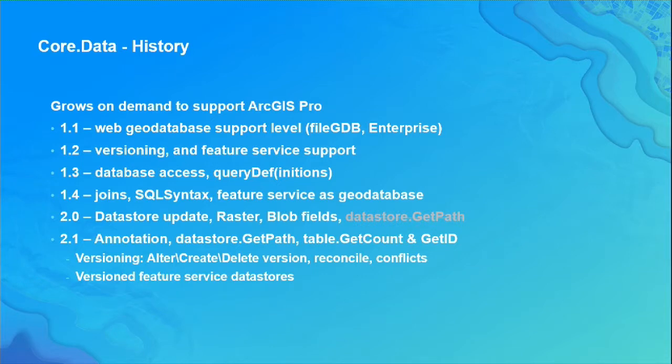If you opened it from a file, we always had the file, but if you opened it from a connection property set, there was no file to pass a string to geoprocessing from. So we added the capability to get that, and we temporarily create a connection file for you. As well as some convenience methods, table.getCount and the unique instance ID on the table, so you can compare those objects and see if they are the same. As well as versioning was enhanced. We added the ability to create and alter versions, delete the versions, reconcile, and deal with conflicts. And feature services became capable of supporting these long transactions as well as reconcile.